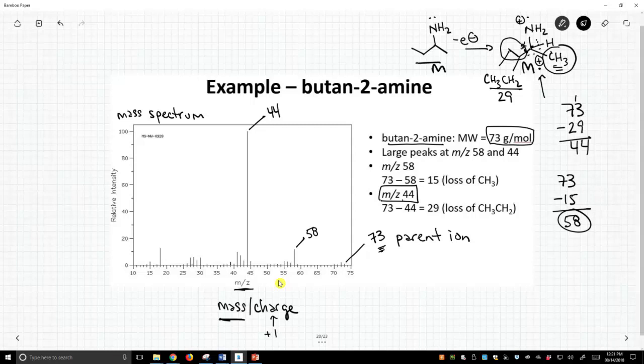We're seeing loss of a methyl group, which is going to be close to the cation and the radical. We're seeing loss of an ethyl group. So this mass spectrum fits what we would expect to see based on our structure, butan-2-amine. So very often we're going to use the mass spec, once we think we know the structure, just to confirm, yeah, the mass spec is consistent with our structure.